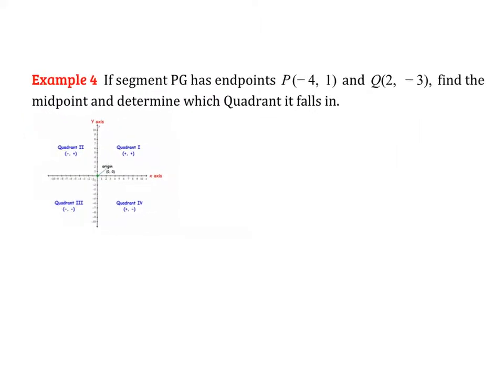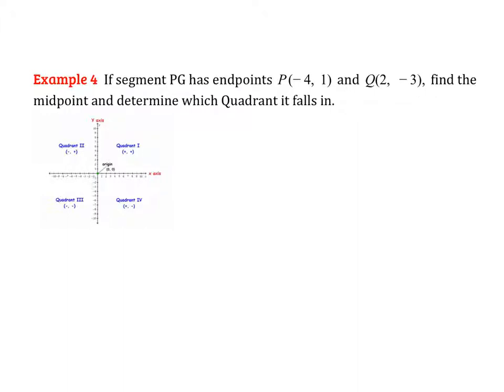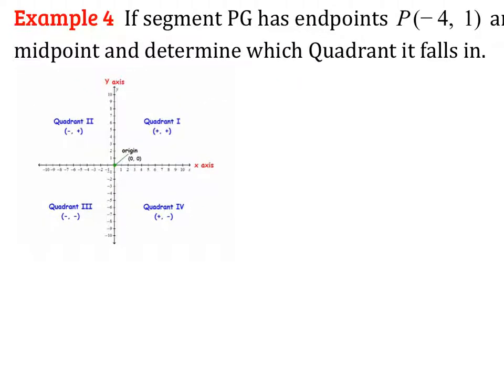So here we're going to find the midpoint of line segment PG, which has these 2 endpoints. So we're going to find the midpoint and we're going to determine which quadrant it falls in. So here's a quick reminder of how we name the quadrants. This is quadrant 1, quadrant 2, quadrant 3, and quadrant 4. We use Roman numerals when we are naming quadrants. So I is 1, II is 2, III is 3, and IV is 4.